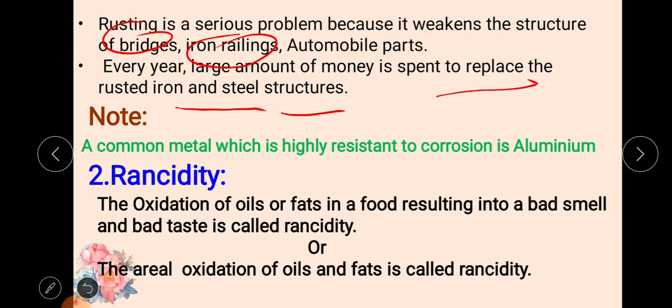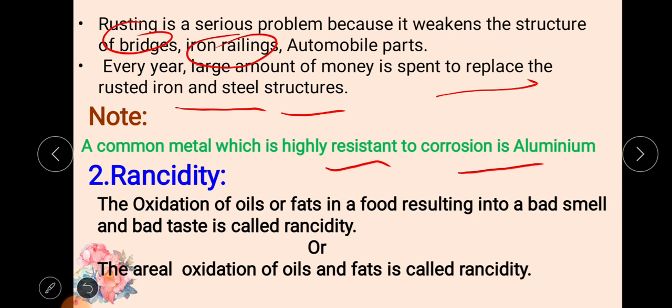There is a note: a common metal which is highly resistant to corrosion is aluminum. We know that all metals rust because they add oxygen and get corroded. But aluminum, by adding oxygen, does not allow any moisture to get in, and it does not allow the food to get oxidized. So aluminum oxidation is good for storing food items. That is why food cans are coated with aluminum, because of this nature.